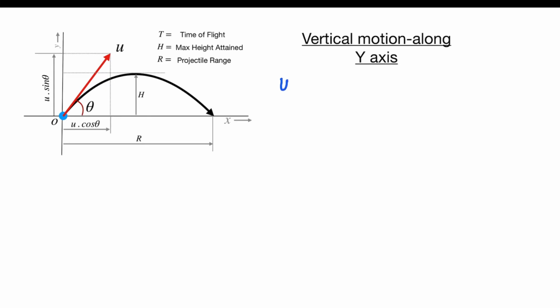Here the initial velocity of the projectile in y direction is uy, which is given by u sin theta. The acceleration in y direction, or vertical direction, is the acceleration because of gravity. Since this is in downward direction, we will take this as negative. Now the maximum height attained by the projectile depends on its vertical motion only. So here the maximum distance or displacement covered in vertical direction is sy, which is equal to h.